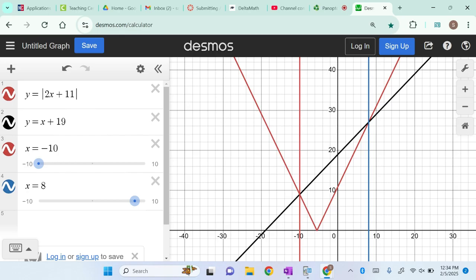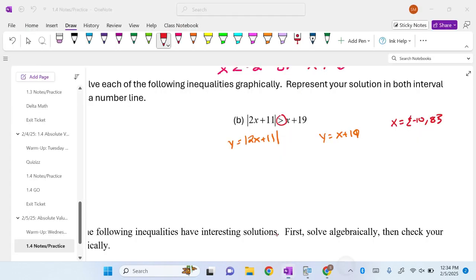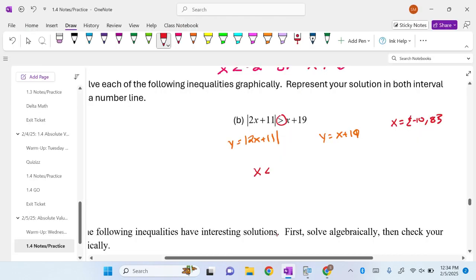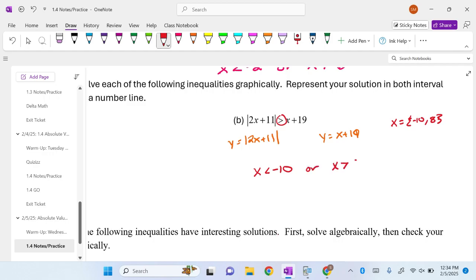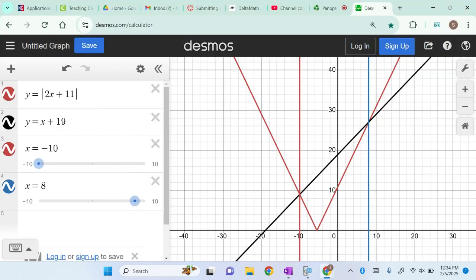So in other words, this is a solution when we have x is less than -10 because it's to the left of -10. So we want x values that are smaller than -10, or when x is greater than 8 because we want it to be to the right of 8. Does that kind of make more sense? Kind of, sort of, hopefully.